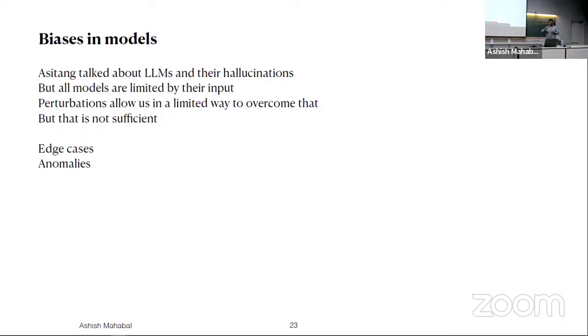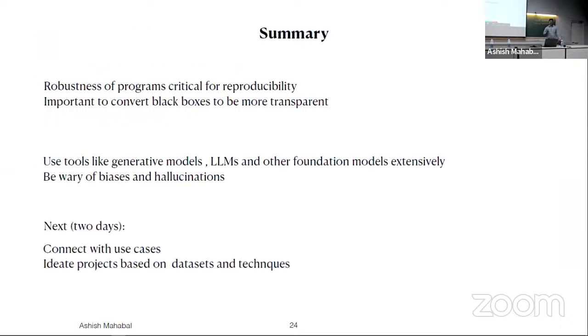So you have to be wary of that again. And whatever inputs have gone in, going back to the SAM example that I mentioned, is important. Perturbations allow us in a limited way to overcome them, but that is not sufficient. So we should also be looking at various things like edge cases and anomalies and so on. And then finally, robustness of programs is critical for reproducibility. It is important to convert black boxes to be more transparent in whatever you do. Use tools like generative models, LLMs, and other foundation models extensively, but be wary of their biases and so on.